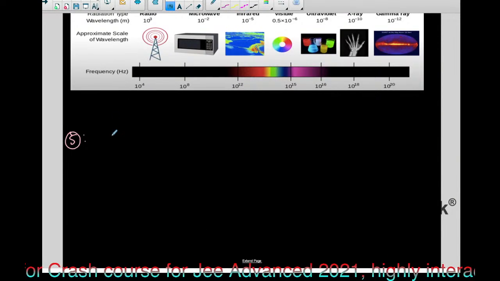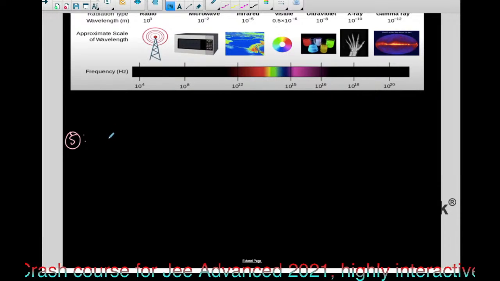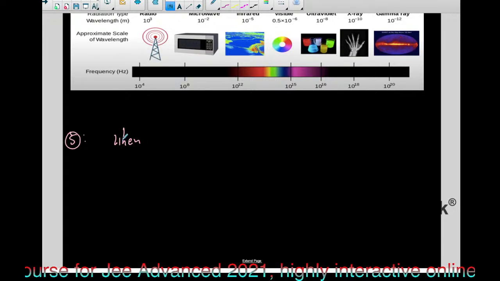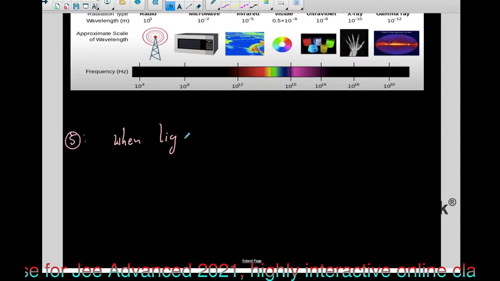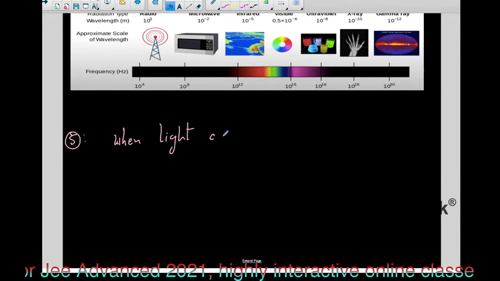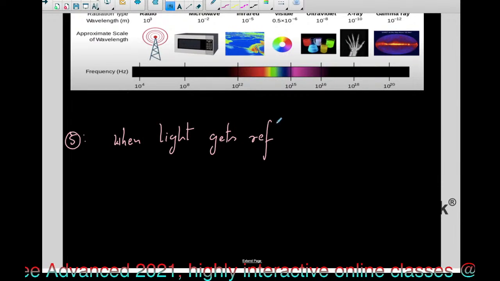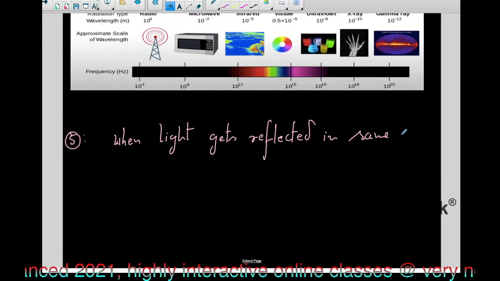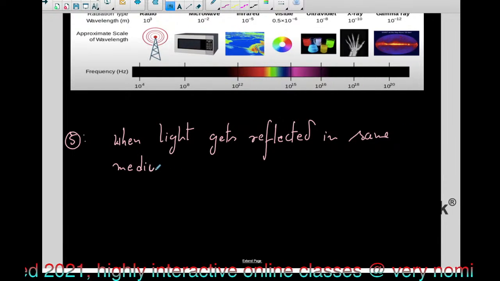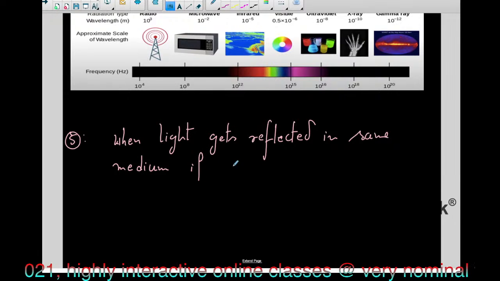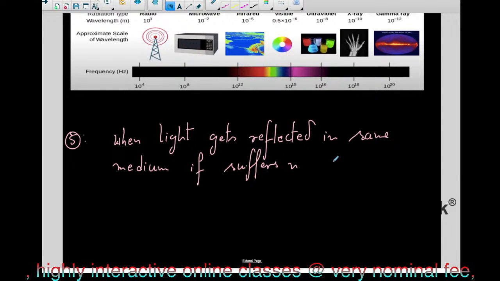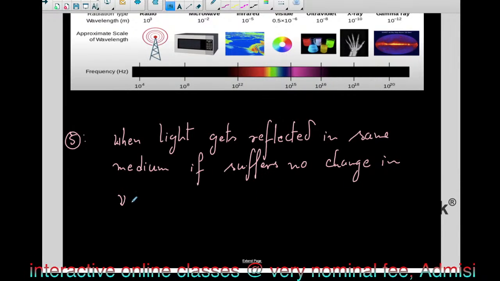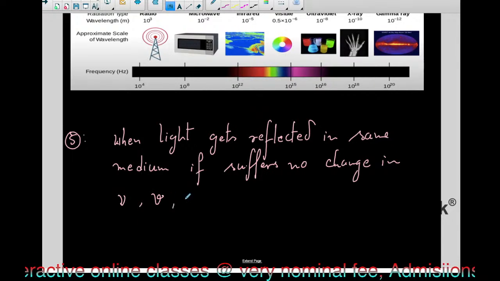One thing I want to show over here, that means you can write here: when light gets reflected in the same medium, it suffers no change. No change in what things? Frequency, that is nu, right, and the speed of light, and also wavelength.